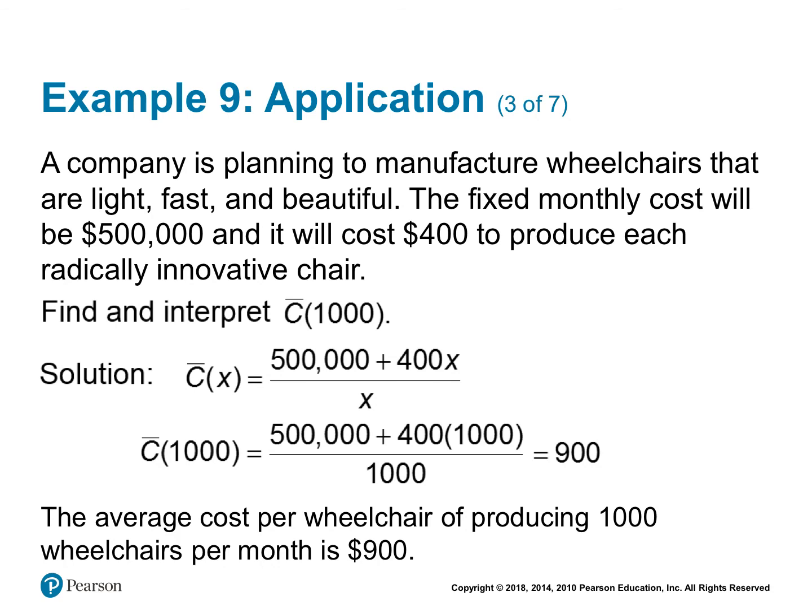Okay, now we're going to find and interpret the average cost if we had 1,000. So for the average cost of producing 1,000, we can just replace our x's with 1,000. And you get 900. So the average cost per wheelchair of producing 1,000 of them is $900.